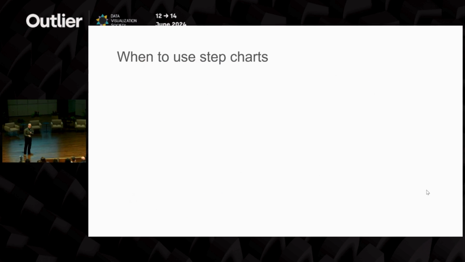Sometimes people will ask me, okay, so what's different about this situation? Why did we want to use a step chart here instead of a standard line chart? And really there's two conditions that are applied to this data set.